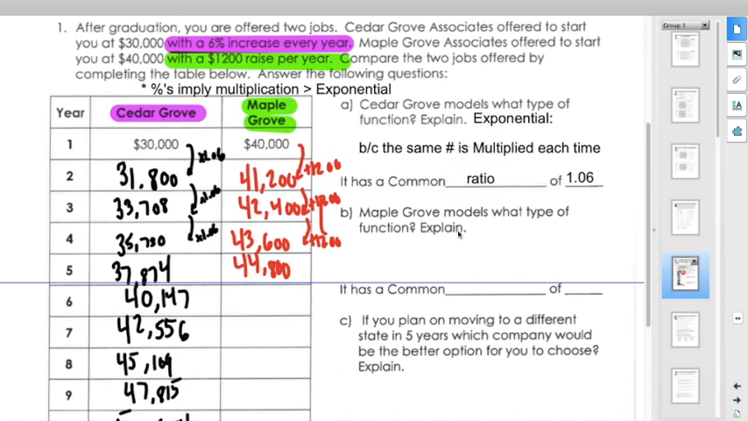Okay, part B. Maple Grove models what type of function? Maple Grove here, going up by a constant rate of 1,200. That is a linear function. Explain why. Because the same number is added each time. Therefore, it's going to have a common difference of, how much am I going up by? Well, I'm going up by 1,200 each time.